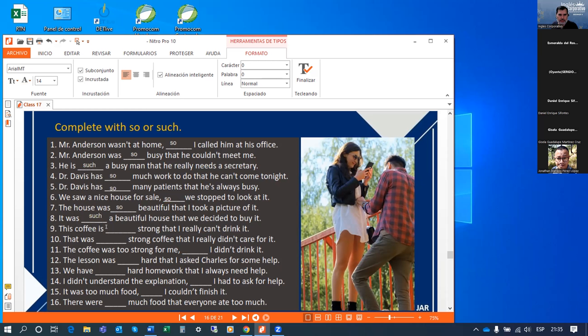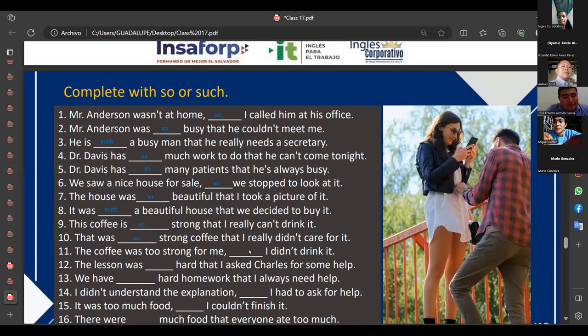This coffee is so strong that I really can't drink it. That was such strong coffee that I really didn't care for it. Didn't care for it means didn't like it. It was too strong for me, so I didn't drink it.